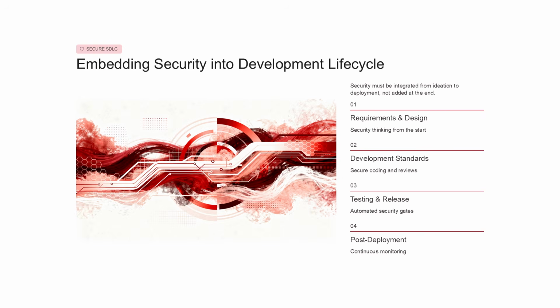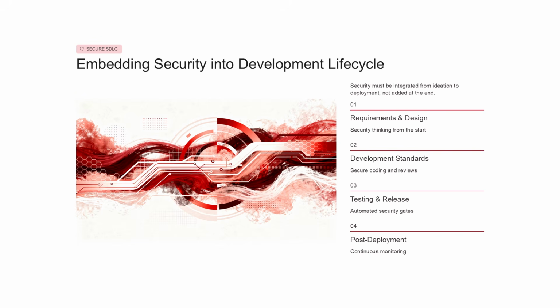Secure software development lifecycle, secure SDLC, is not about adding a security review at the end of development. It is about embedding security thinking from ideation to deployment. You must design an SDLC model where security is integrated into requirements gathering, architecture design, development standards, code reviews, testing, release processes, post-deployment monitoring. If security is introduced only before release, defects become expensive. If security is embedded early, vulnerabilities are reduced systematically.